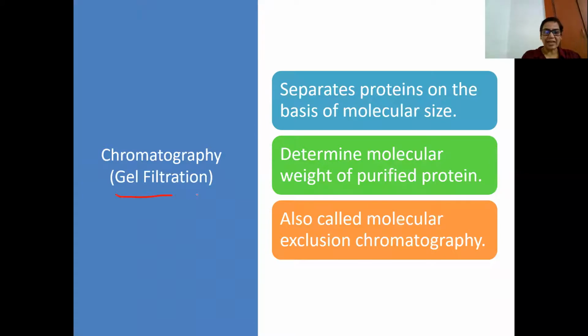If we talk about gel filtration chromatography, it means we are using a specific gel for that, whether it is Sephadex gel, agarose, or acrylamide. Agarose is for DNA and RNA separation. It separates proteins on the basis of molecular size. It also helps in determining the molecular weight of a purified protein. That is why it is also known as molecular exclusion chromatography. Very, very important.